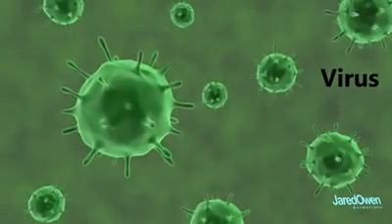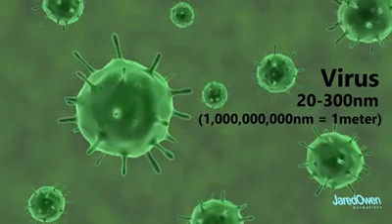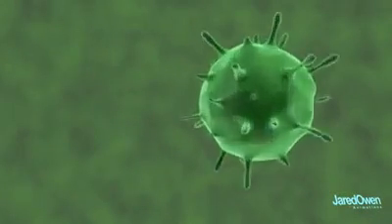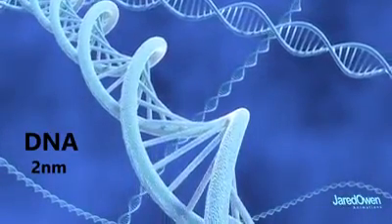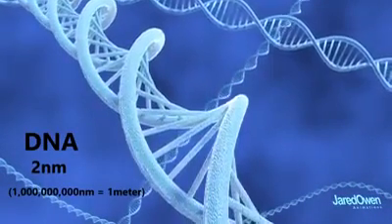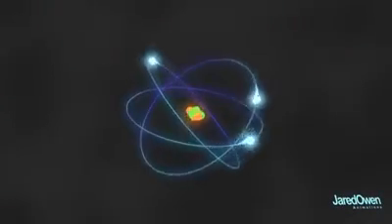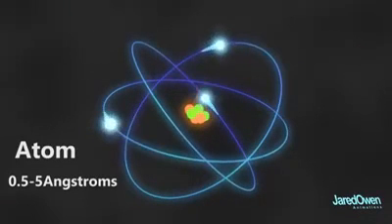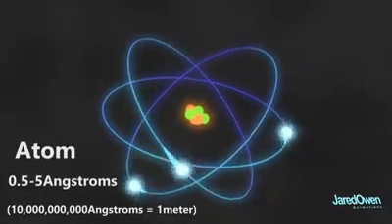A virus is about 20 to 300 nanometers. There are 1 billion nanometers in a meter. The diameter of DNA is about 2 nanometers. The size of an atom is only a few angstroms. There are 10 billion angstroms in 1 meter.